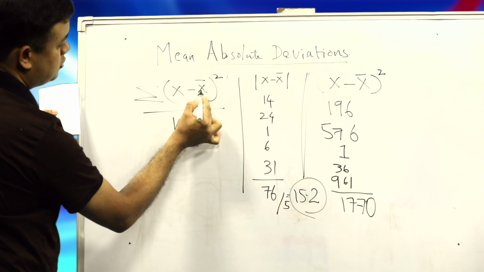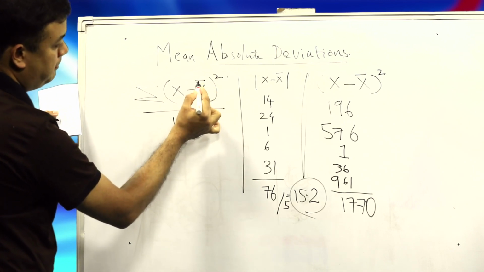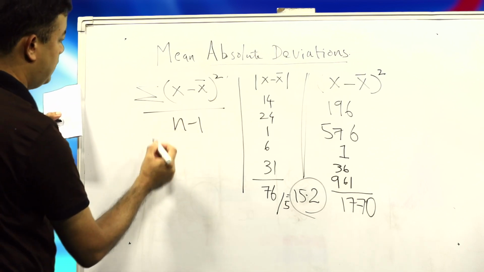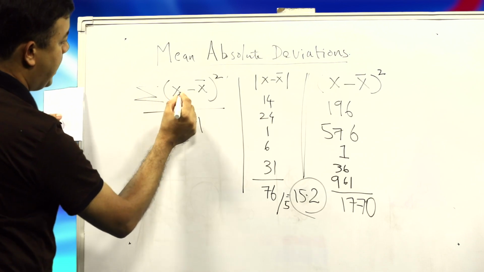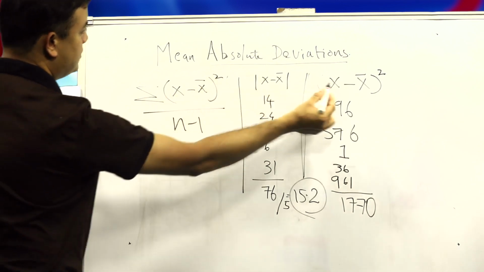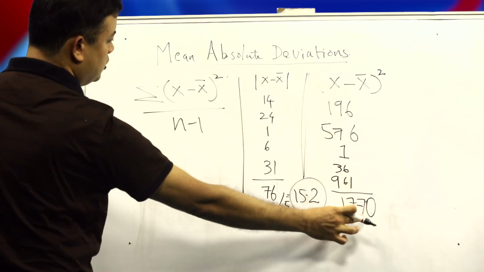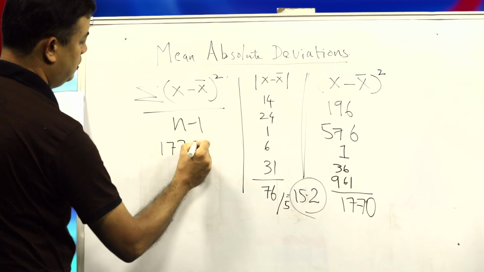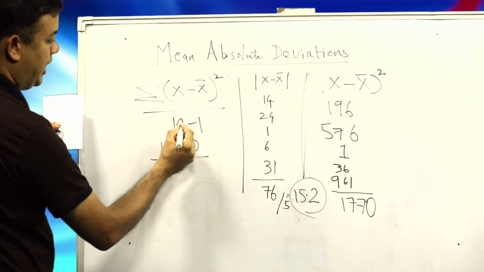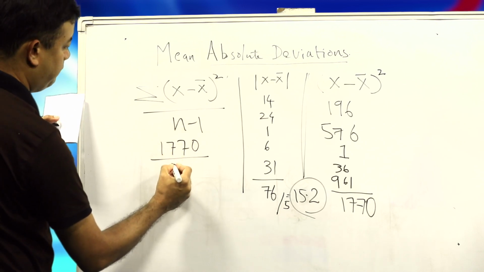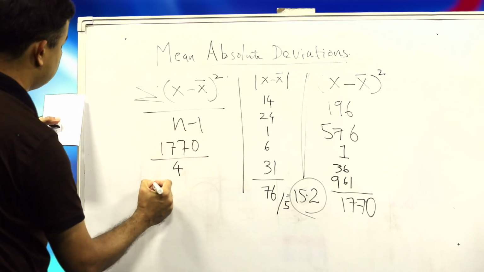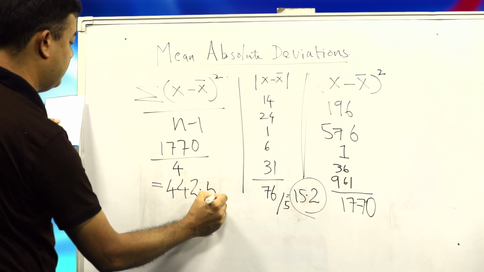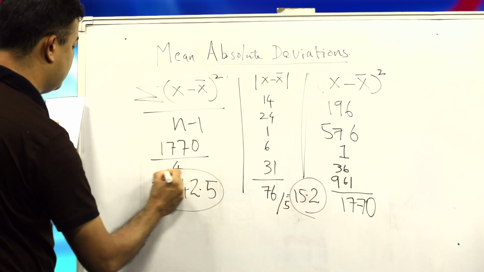Here x bar means the mean. The mean we have already calculated, the mean was 94, and now n is 5. Let us plug into this equation. Sigma x minus x bar squared is this column, and sigma is just the summation. So it is 1770 divided by n minus 1. n is 5, so 5 minus 1 is 4. This value is going to be 442.5. This value is what you call the sample variance.